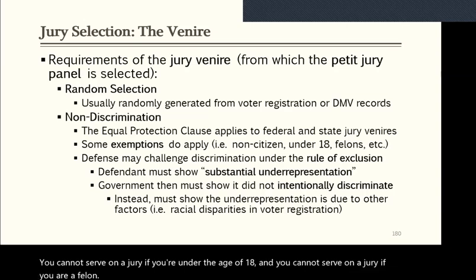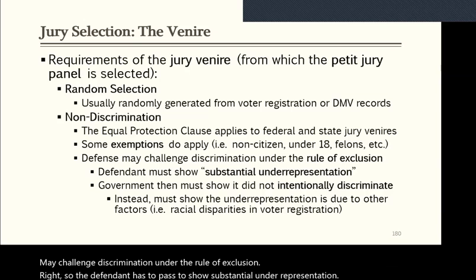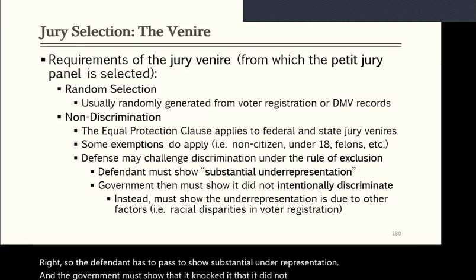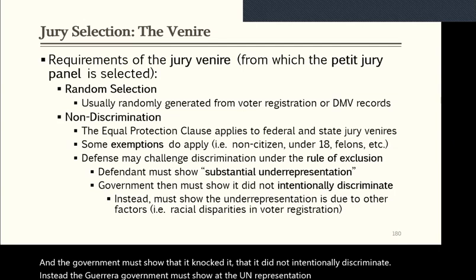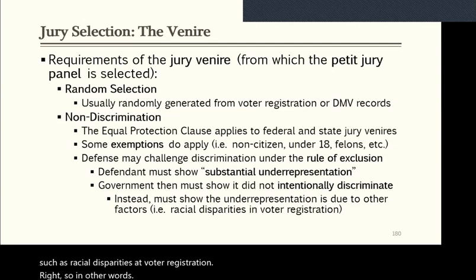Now, the defense may challenge discrimination under the rule of exclusion. Right, so the defendant has to show substantial underrepresentation, right? And the government must show that it did not intentionally discriminate. Instead, the government must show that the underrepresentation is due to other factors, such as racial disparities in voter registration. Right, so in other words, you can't call an all-white venire and say, well, that's just luck of the hat. That's substantial underrepresentation, unless the prosecution can prove that what they did was not intentional and it was just a reflection of how things and disparities actually work.